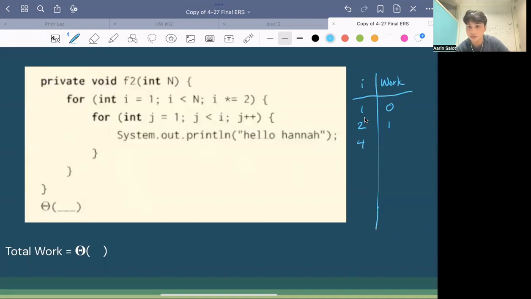So for the next iteration of the outer loop, i will be equal to 4, and then j will have three print statements being done, because j will start off at 1, it'll print once, then j will be equal to 2, it'll print once, then j will be equal to 3, it'll print one more time, and then finally j will be equal to 4, and it'll exit out of the loop. So we have another really similar pattern where the amount of work being done is equal to the value of i minus 1. So we can just take that pattern and apply it to all of our values of i and figure out the runtime of our function.